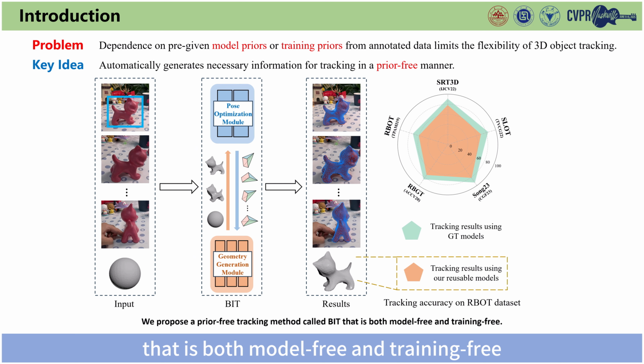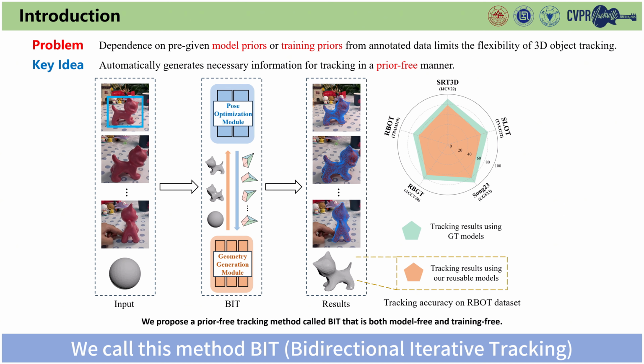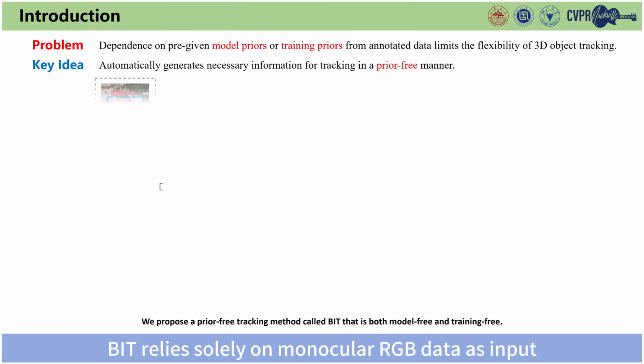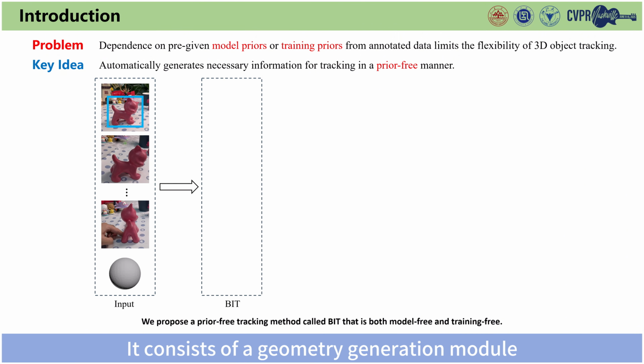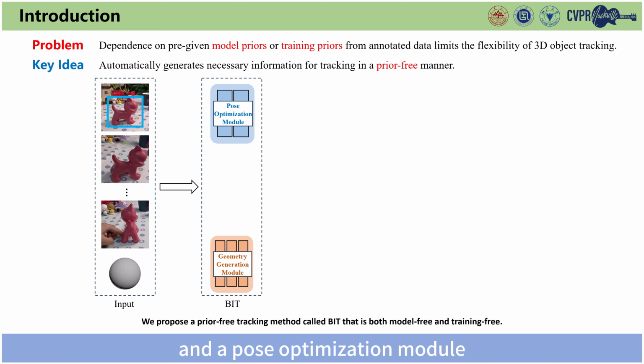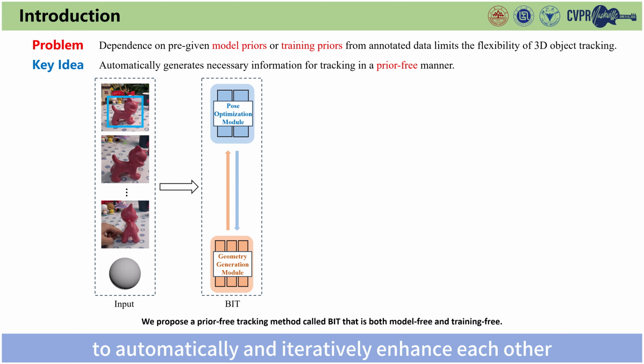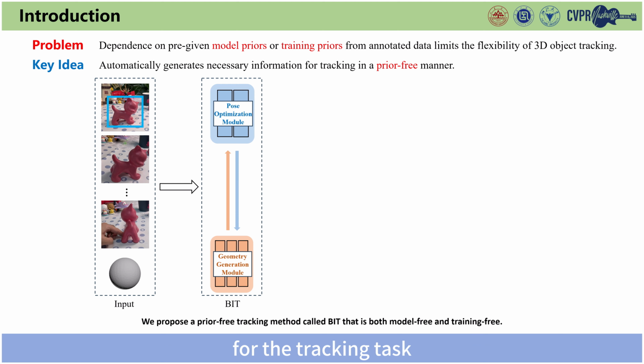In this work, for the first time, we introduce a truly prior-free 3D object tracking method that is both model-free and training-free. We call this method BIT, bidirectional iterative tracking. BIT relies solely on monocular RGB data as input. It consists of a geometry generation module and a pose optimization module. The core idea is to enable these two modules to automatically and iteratively enhance each other, gradually building all the necessary information for the tracking task.